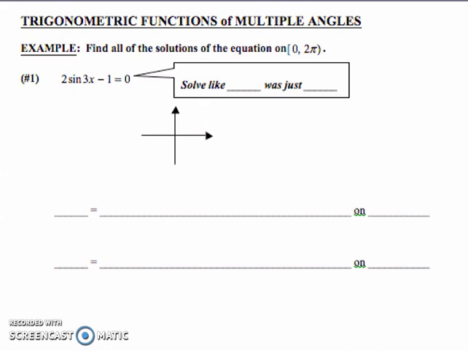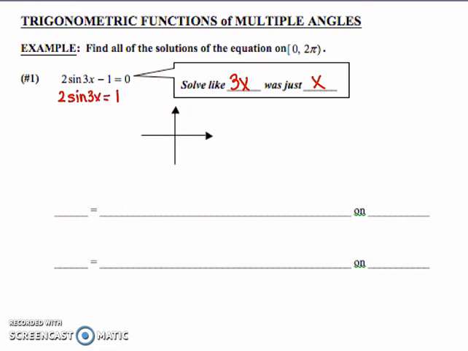But for this one, we're just going to do a substitution. We are going to solve this equation as though 3x was just x. So I'm going to go about my business, pretending that 3x is just like x. First, I'm going to add 1 to both sides of this equation, so I have 2 sine of 3x equals 1.